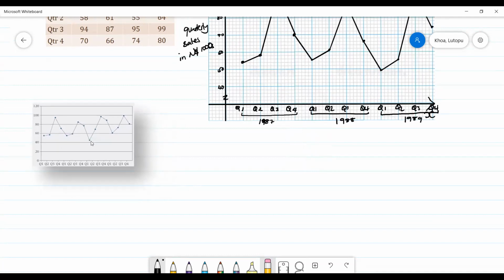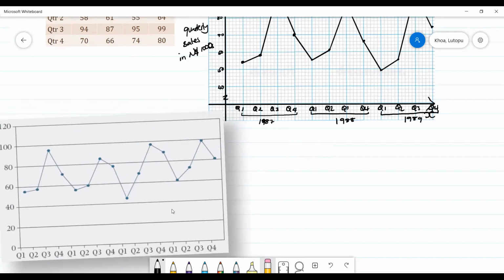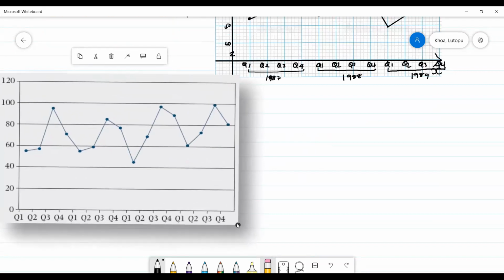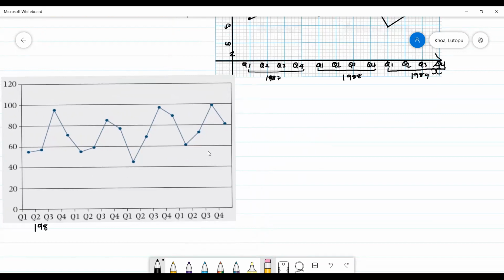Okay, so if you've done it correctly, this is what it will look like. So this is one that you could draw even on your paper, which is not necessarily graph paper, because in the test you won't be given graph paper. So this shows all the quarters. This is 1987. Then we have 1988, 1989, and 1990.